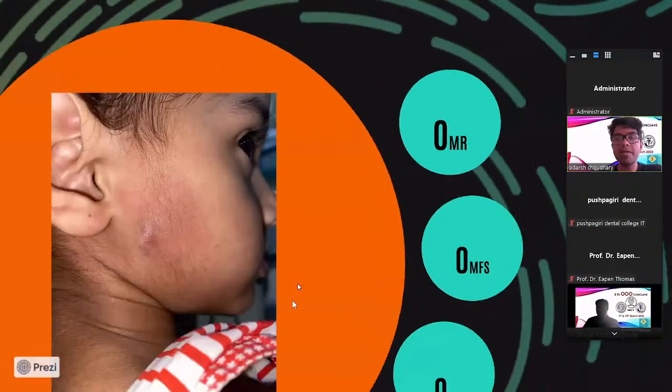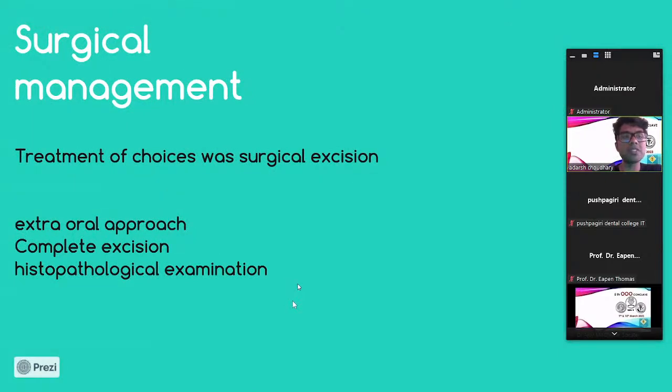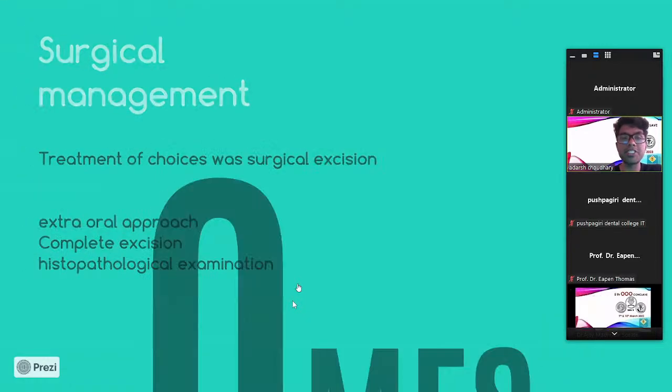So after the OMR department, it turned to the oral surgery department, where the surgical management was done for pilomatricoma, where the treatment of choice was surgical excision. The external approach was used and the complete excision of the cyst was done and histopathological examination was sent.